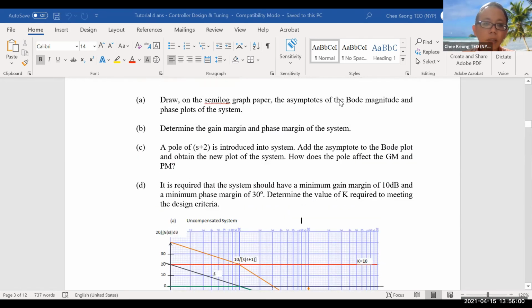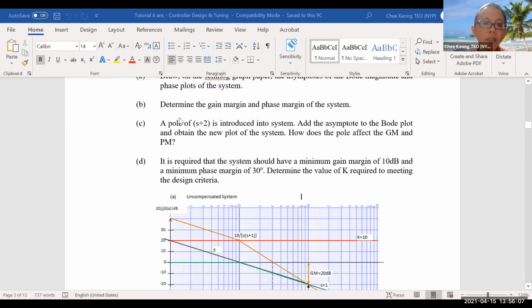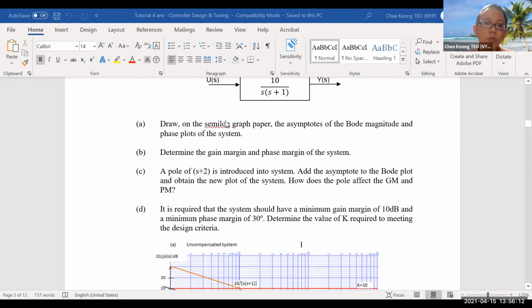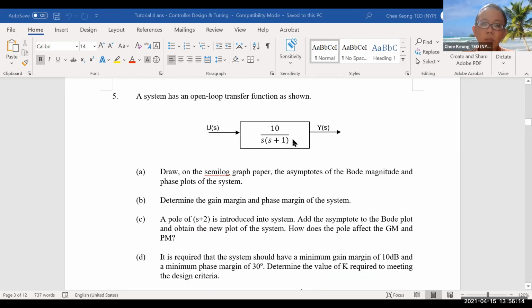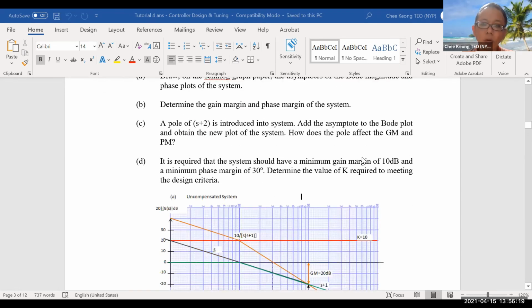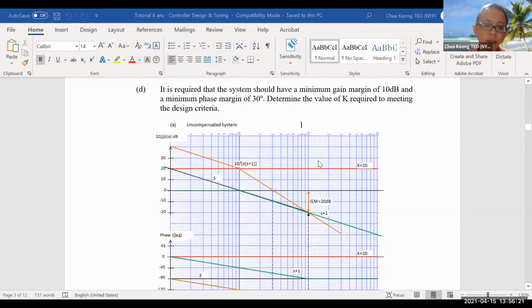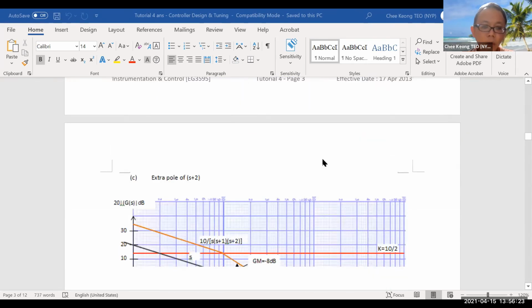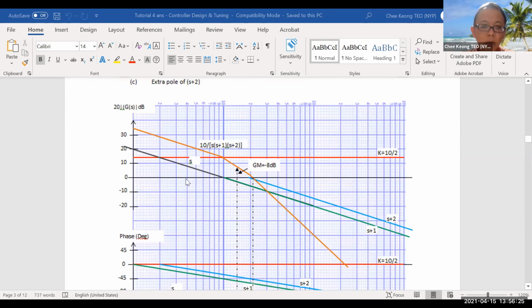Now let's go back to the question again. It asks to determine the gain margin and phase margin of a system, which we already determined, and whether it's stable or not, right? Now, in part C, they introduce a pole at S plus 2. So meaning that they put one S plus 2 below here at the denominator. And they ask you to redraw the whole plot and how it affects the gain and phase margin. So with this, we introduce another one. So at S equals to 2, we introduce the S plus 2 here, right? So we introduce another pole.